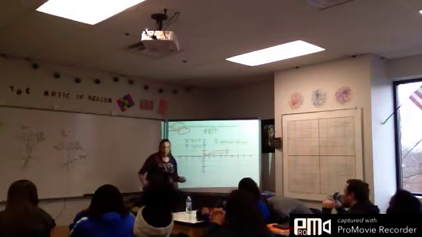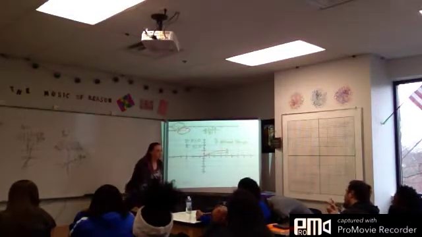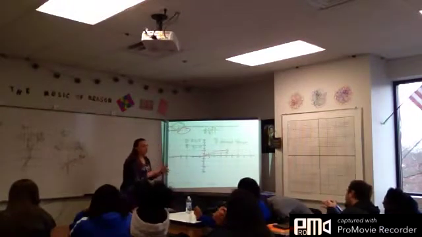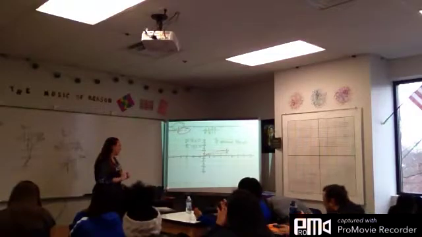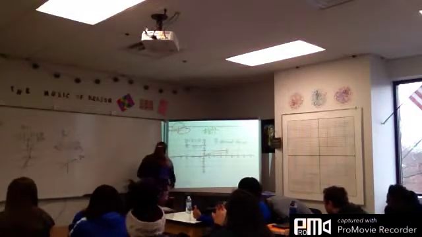That's how I can find domain and range on square root functions. Does that make sense? Go to your starting point, and then your x is your domain, your y is your range, okay?